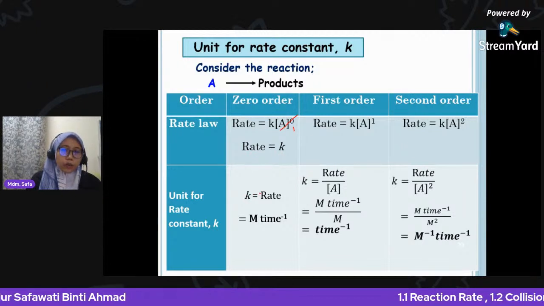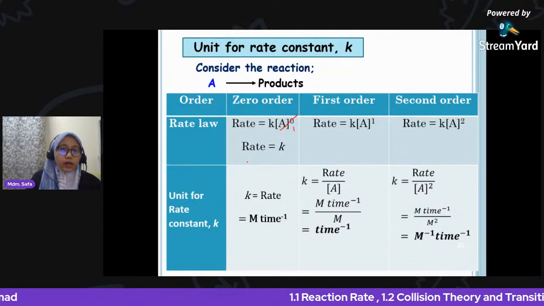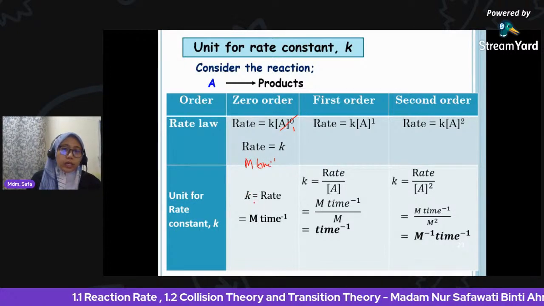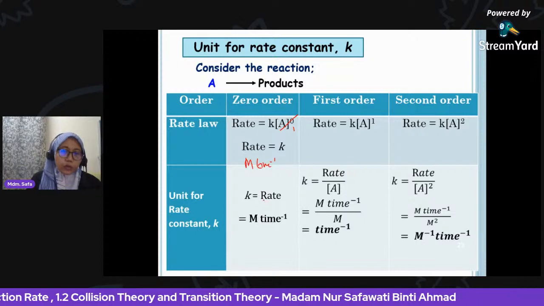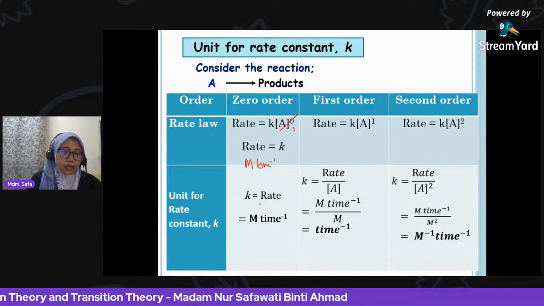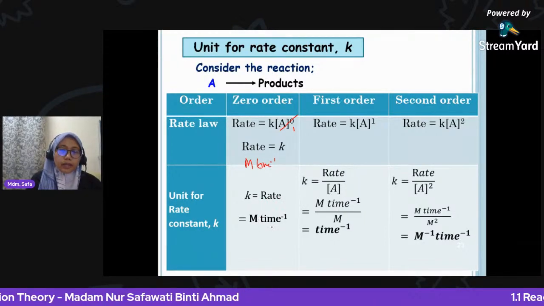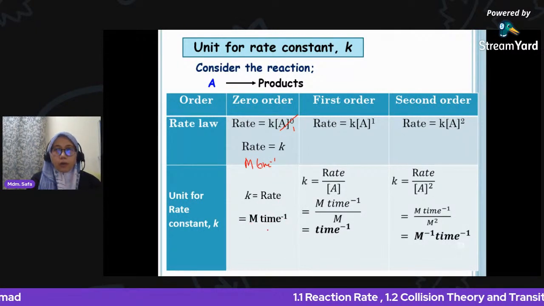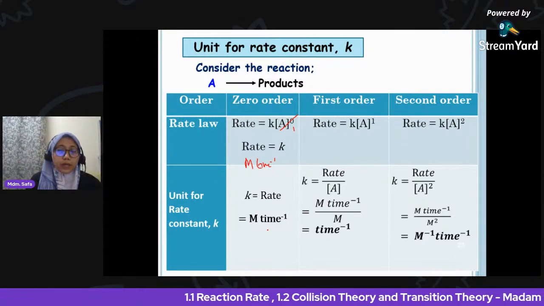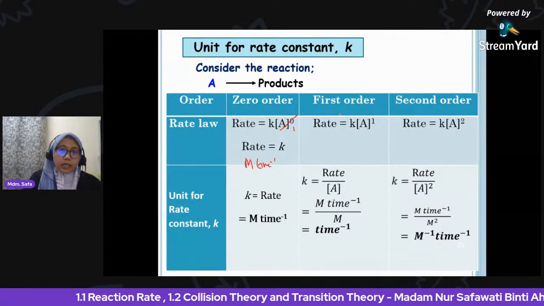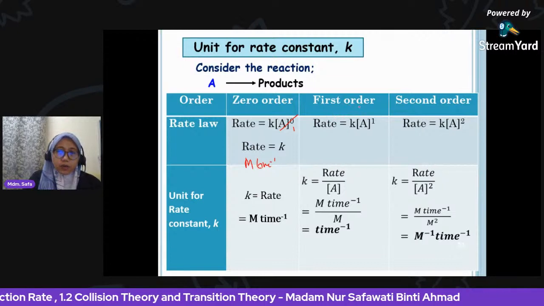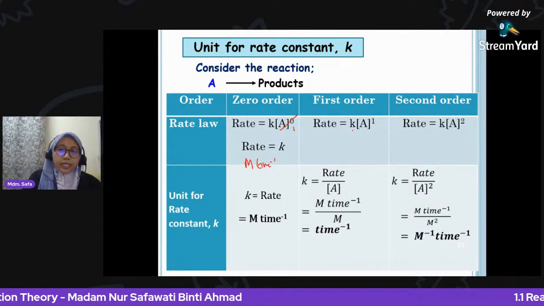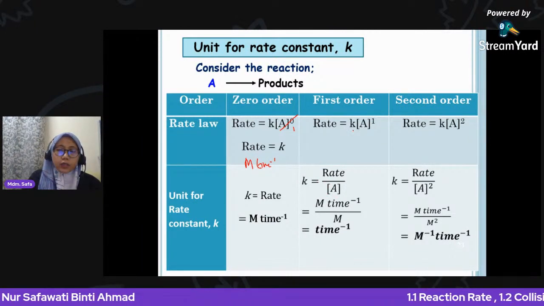From rate is equal to K, we know that the rate here, the unit of rate is molar per time. Okay, molar per time. So bermakna unit K sama dengan unit rate. Sebab K sama dengan rate kan. Kita dapat macam tu lah. So molar per time. So untuk zero order, unit of K is molar per time. Okay, molar per second, molar per minute, semua boleh. And then it depends lah pada case. And then for the first order rate is equal to K concentration A power of 1. Okay. So kita dah dapatkan sekarang the unit for K.